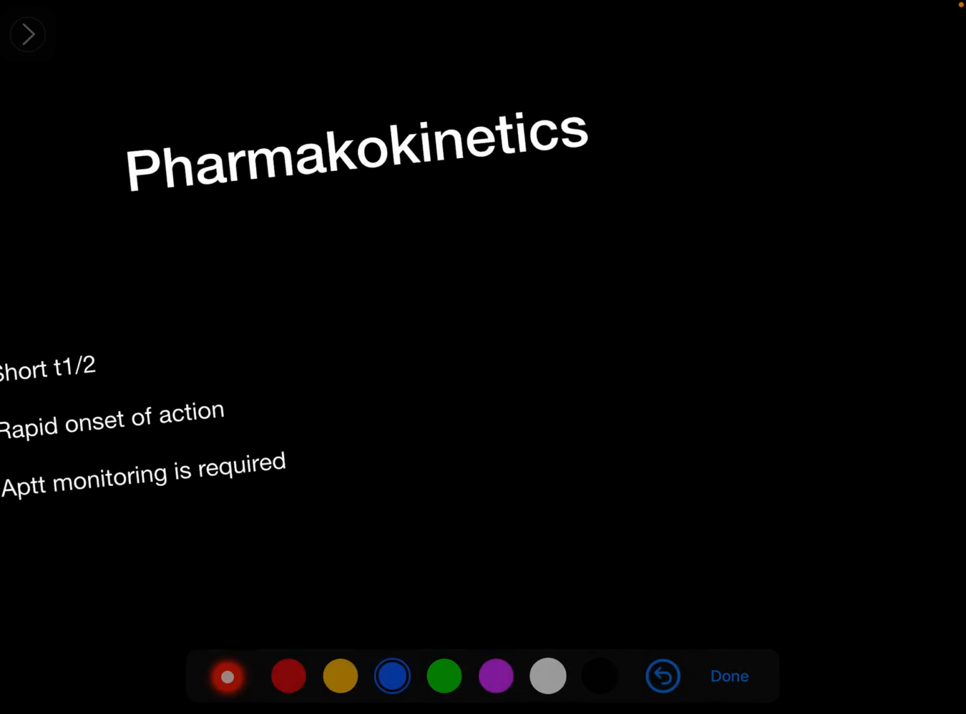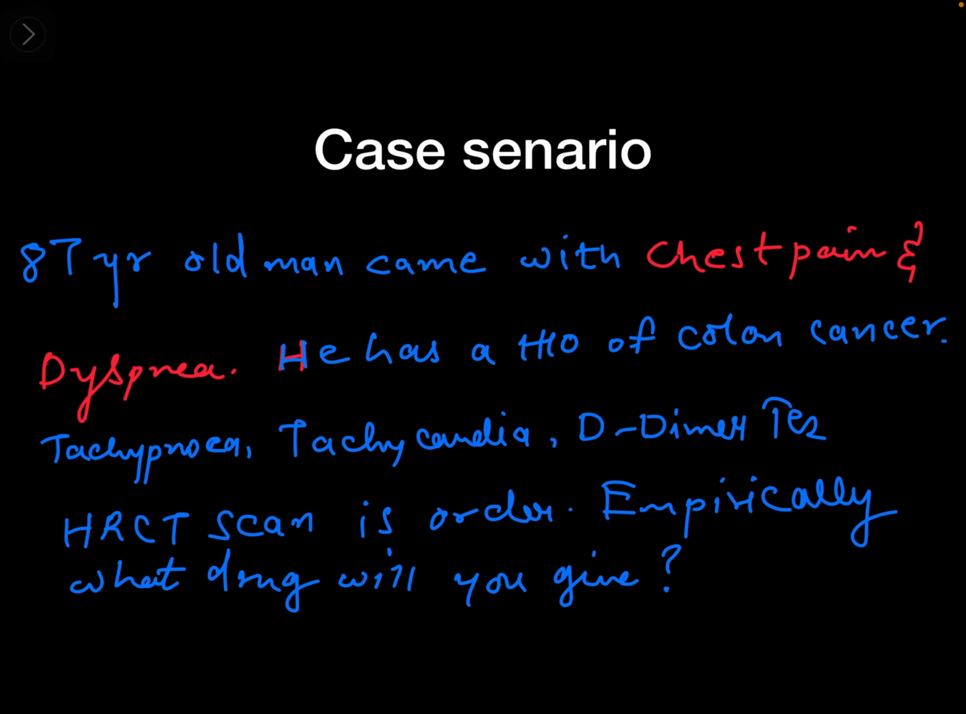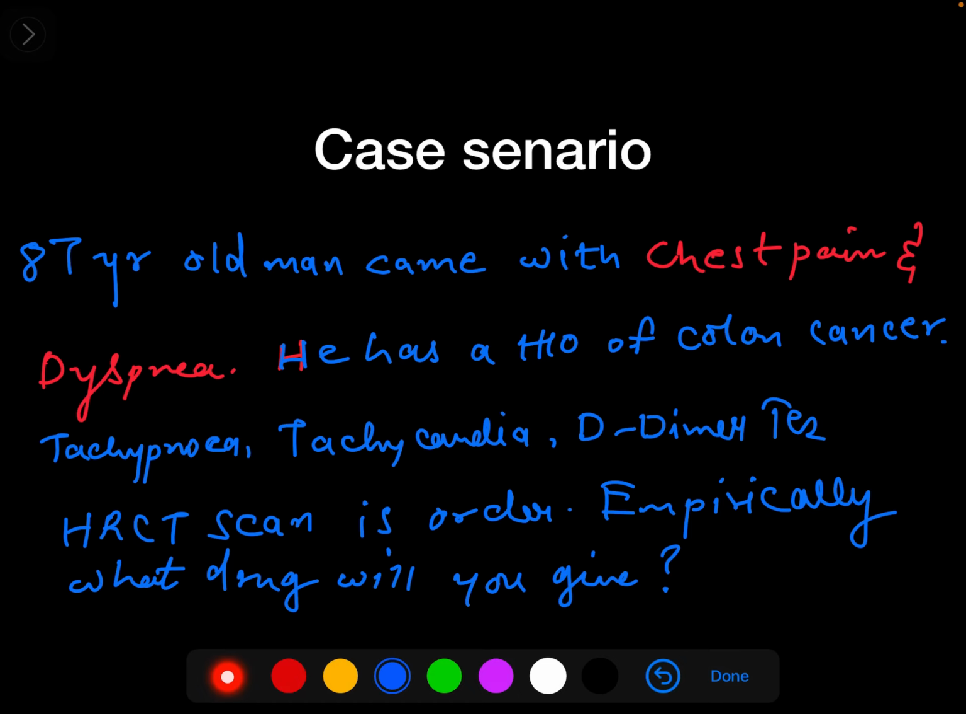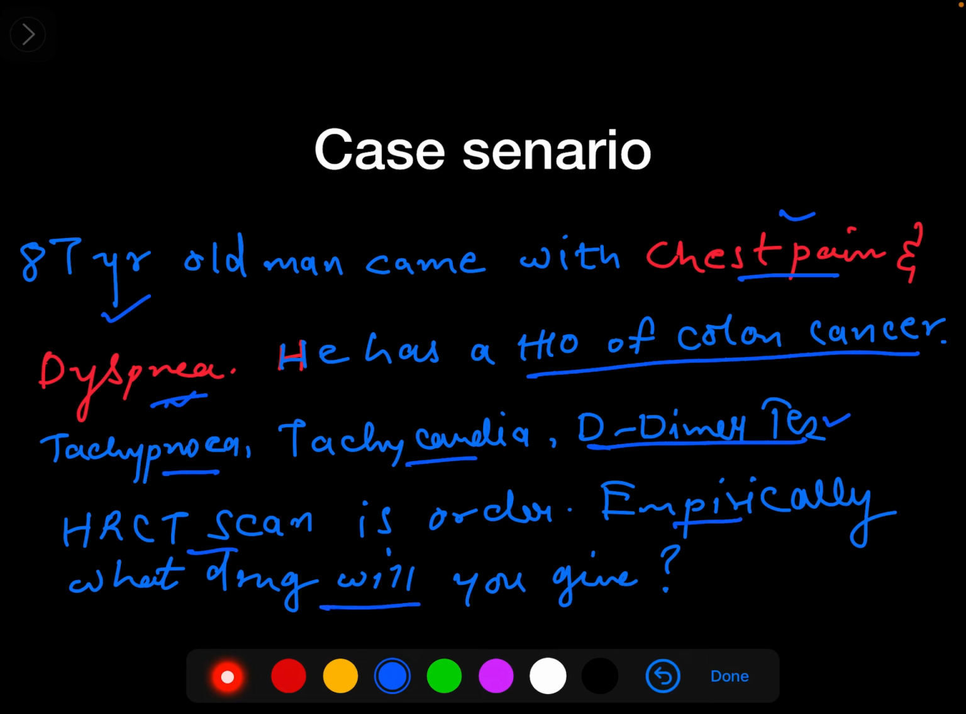So yeah, actually that's all for this video about the drug. Now we have this case scenario. Imagine that you are sitting in the ED, that is emergency department, and an 85-year-old man came with chest pain and dyspnea. He has a history of colon cancer. On clinical examination, you found that there was tachypnea, tachycardia, and D-dimer was raised. So you order HRCT, but empirically you need to give this patient some drug, right? Because you are predicting that the patient can have pulmonary embolism.